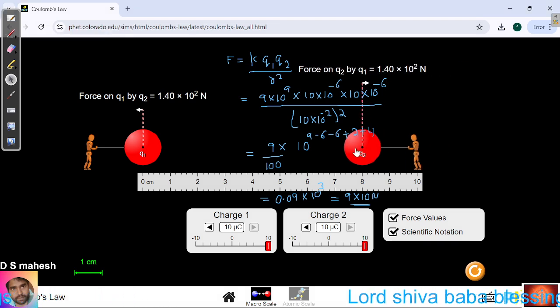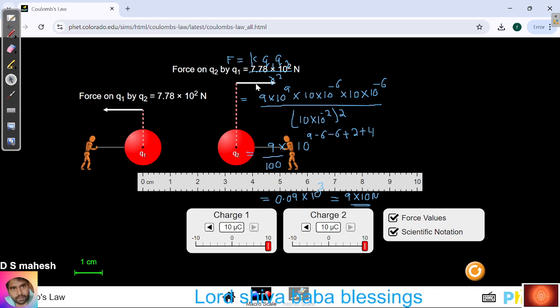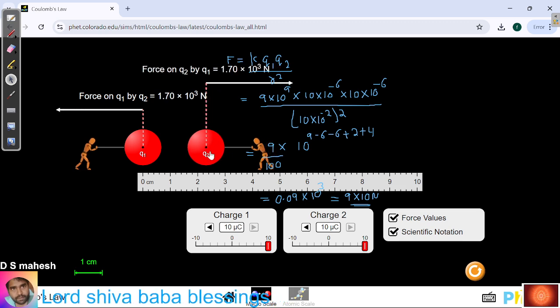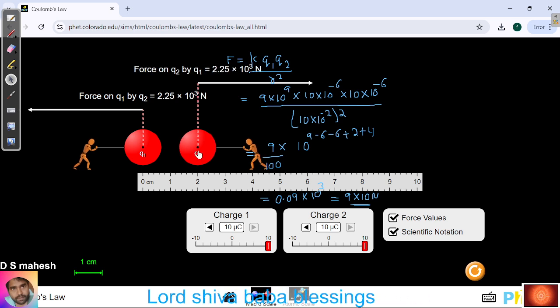charge nearer. As we bring the charge nearer and nearer, you can look over here, the force of repulsion is increasing. Look over here, the force of repulsion is increasing. So this length of the arrow is indicating the magnitude of the force. So now let us try to find what is the value of force. So exactly at 2 centimeters, the value is how much? 2.25 into 10 to the power of 3 newtons.